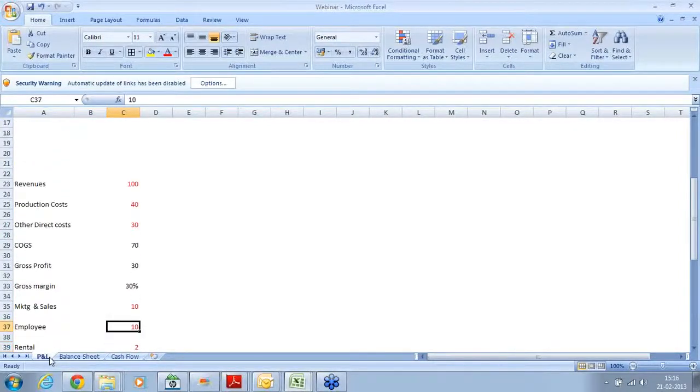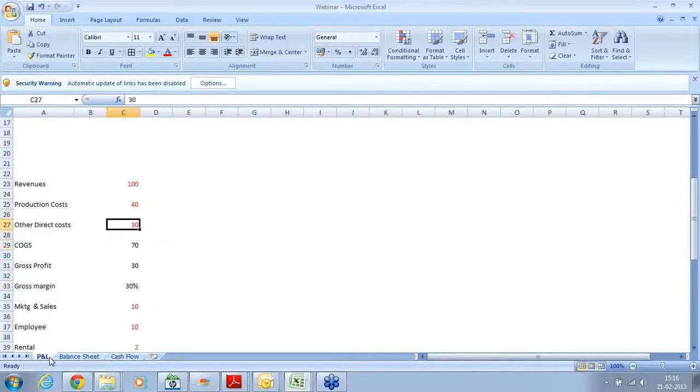Let us look at this sheet. Let us say I'm assuming revenues are 100, your direct costs, which are production costs, are 40, and other direct costs are 30. So your cost of goods sold is 40 plus 30, which is 70. Your gross profit is 100 minus 70, which is 30. Just see how this can change. At 30 rupees, you're operating at a gross margin level of 30%.